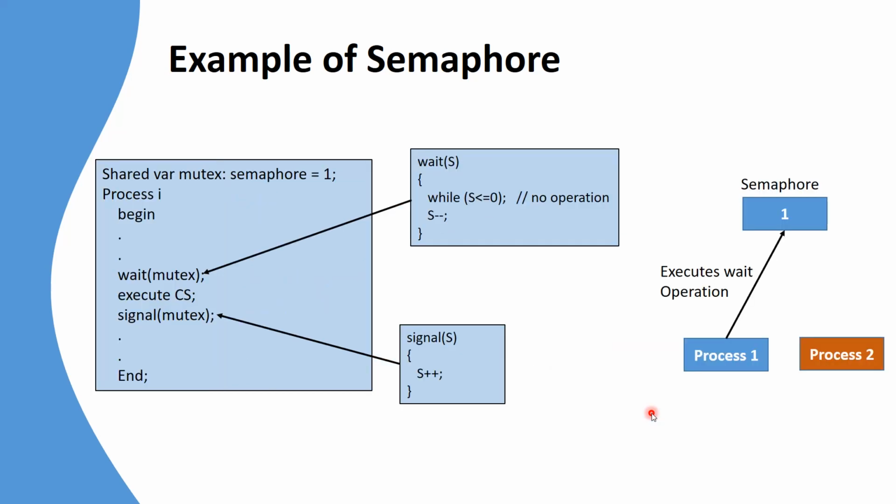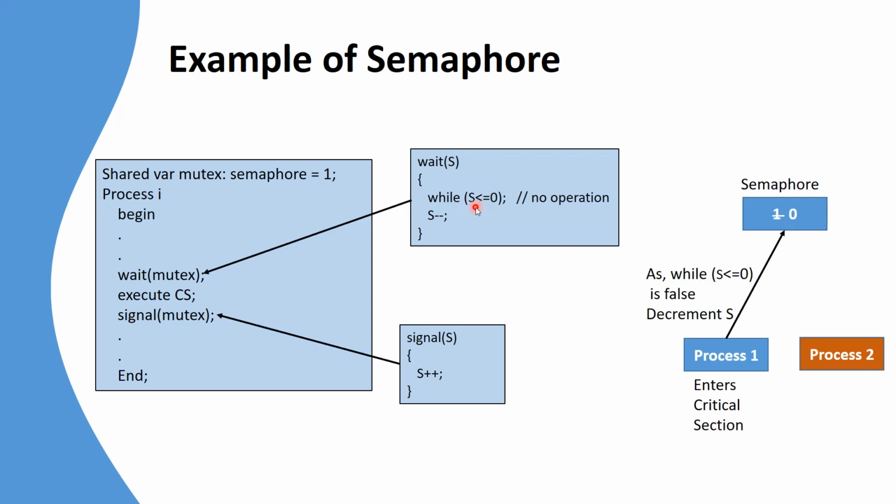In this example, the semaphore value is initialized to 1. There are two processes, process 1 and process 2. Now both the processes cannot execute the wait operation at the same time. The reason being, the wait operation is atomic and only one process can execute it at a time. That is, it is non-interruptible. So let us assume that process 1 executes the wait operation, and it sees the semaphore value as 1.